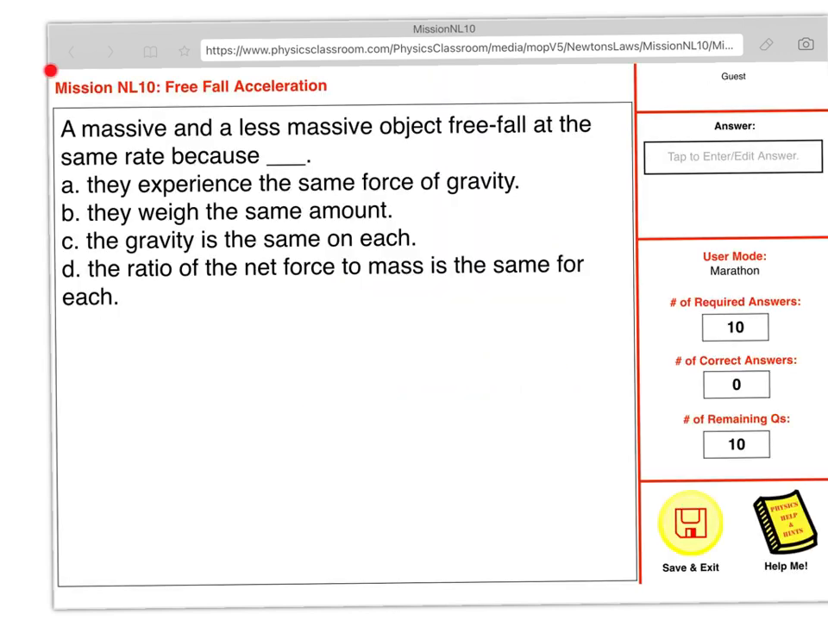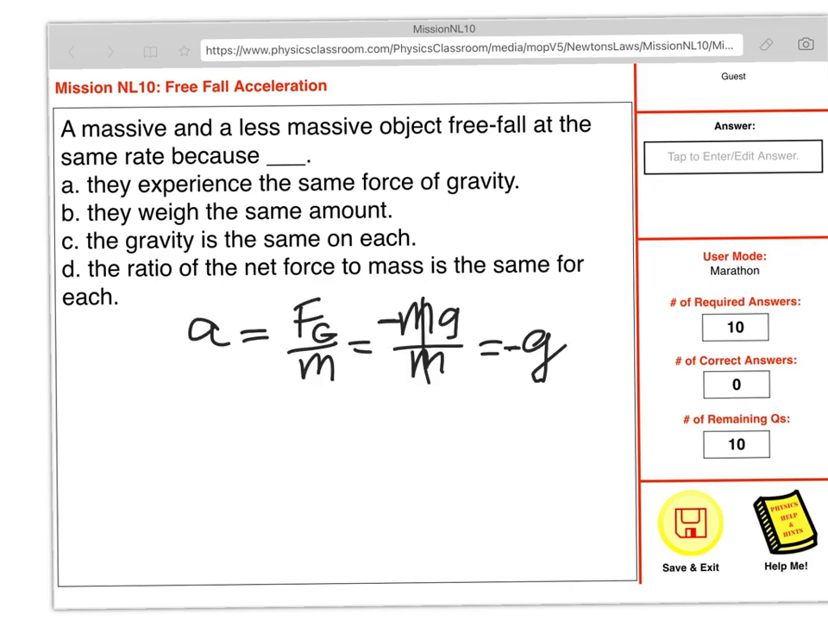Okay, here we are in Mission 10. Answer the question and come back. So read through all the statements and reject the ones that are wrong. Finding the wrong ones and identifying why they're wrong is an important part of your learning experience. Anyway, the correct one is D.